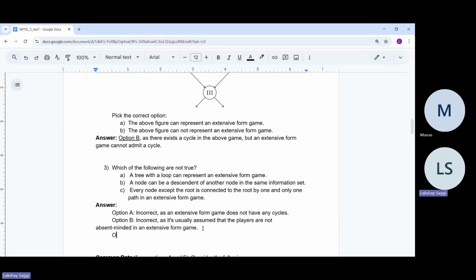Okay, so then maybe we can move on to option C. Option C says that every node except the root is connected to the root by one and only one path in an extensive form game. So what do you think, Manas? Is this statement correct?